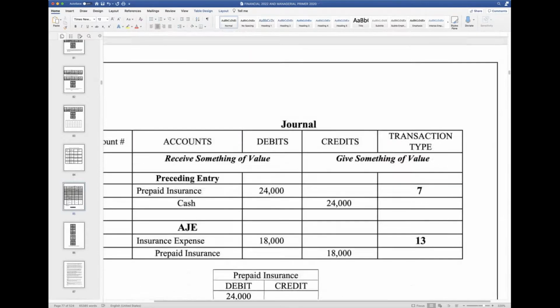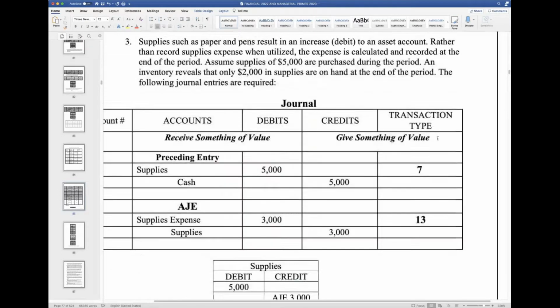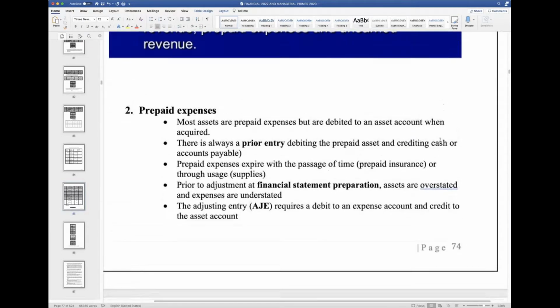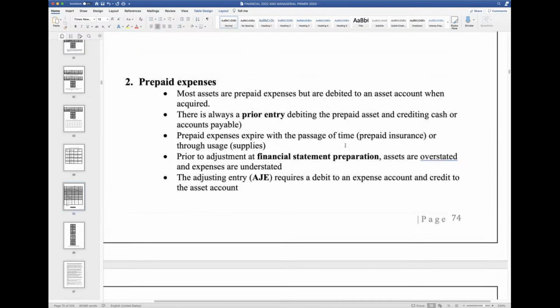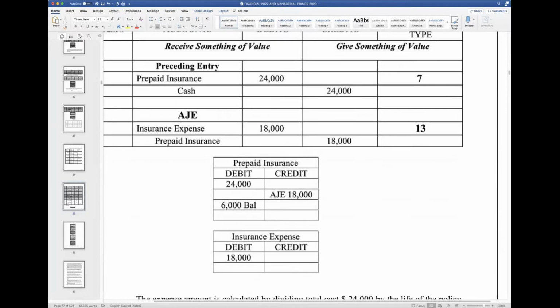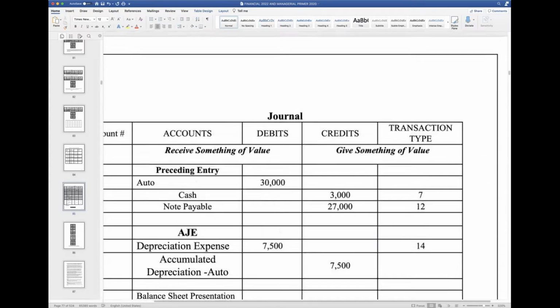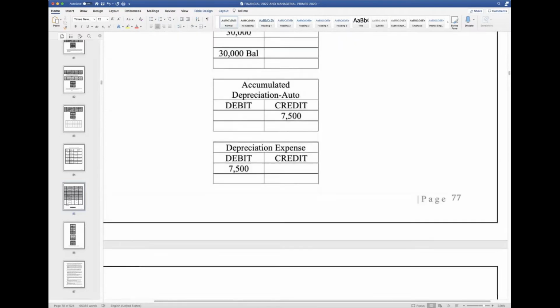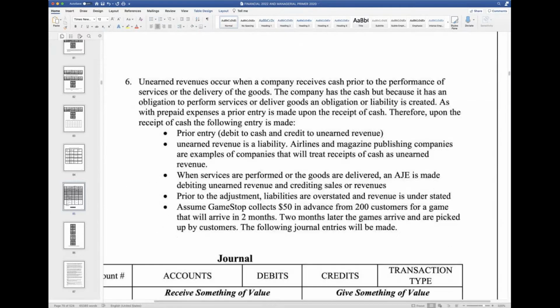We looked at prepaid expenses and looked at examples of each. You know, this is the most extensive one and the one we deal with the most. Now let's look at some of the others. Unearned revenue.